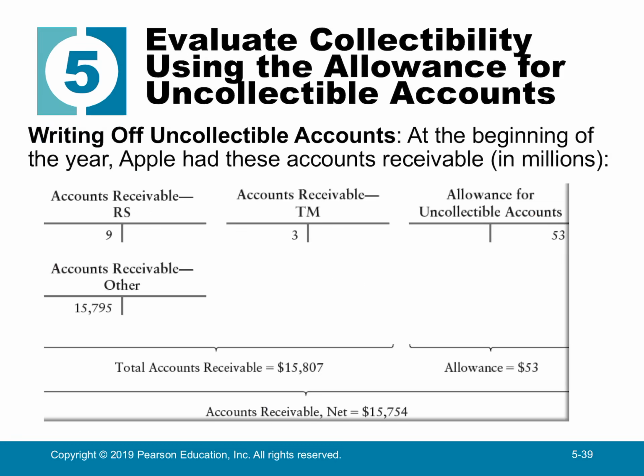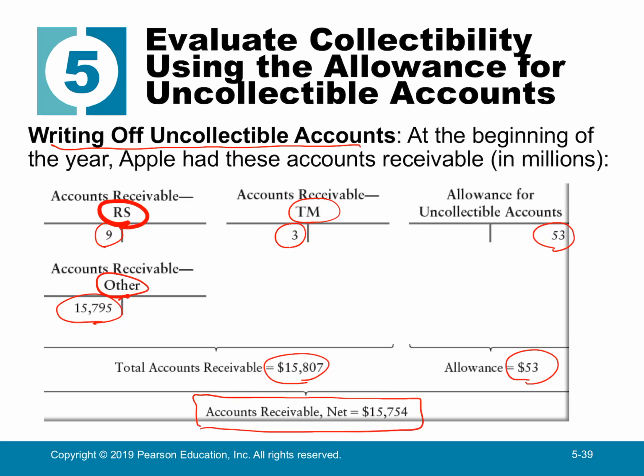So what does it actually look like later on when we write off an uncollectible account? So we look, and Apple has the following accounts: an account receivable from some customer, RS, TM, and an other. So we have 9 from RS, 3 from TM, all these other ones, a total of 15,807. And in the previous step, we created our allowance for uncollectible accounts. We added the 48 to get us to 53. So we have this allowance of 53. So notice our net accounts receivable is 15,754.